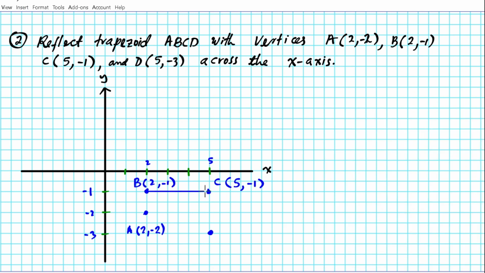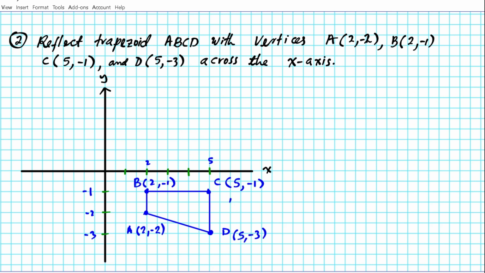All right, so that's side BC, side CD, side DA, and then side AB. Right there. Okay, let's adjust it a little bit so it looks nice. All right, bring this one up a bit. And then side AB. All right, so there goes our trapezoid. We're going to name it. So this is what we're about to reflect about the x-axis. Okay, so let's put point D. Point D has coordinates (5, -3).